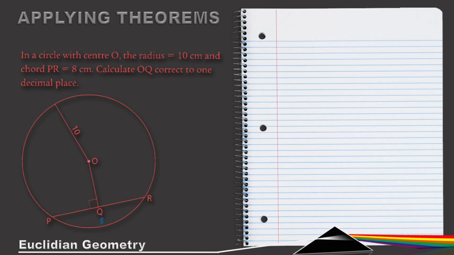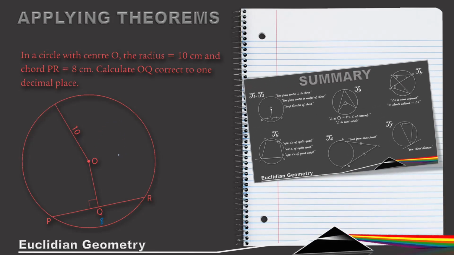Now, what do we know? From our summaries, I know that this is the line from the center which is perpendicular to the chord, which means if it's perpendicular, then it's going to bisect that chord. So that means QR is 4. And then we know that OR, if we draw a line here, is also the radius, so that's also going to be 10. And then we can use Pythagoras to find the third side.